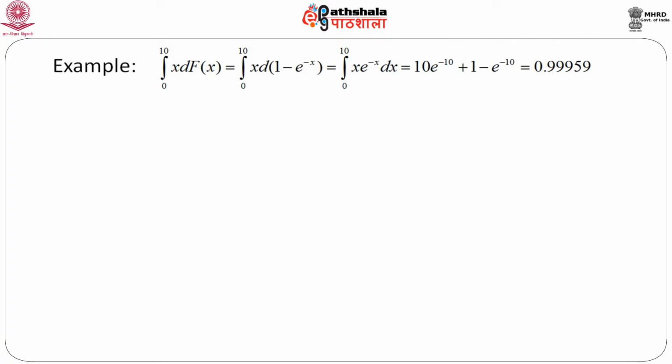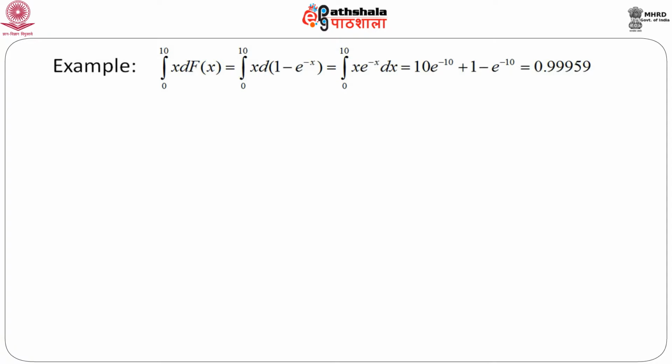It is clear. So, let us consider one small example, where we will show that one can convert Riemann-Stieltjes to Riemann, or switch over from Riemann-Stieltjes to Riemann, under some conditions, obviously. Let us first consider this integral from 0 to 10 of x d f x, where capital F x is the distribution function of an exponential random variable, which is 1 minus e to the power minus x. Now, a little bit of manipulation gives us the value 0.99959.